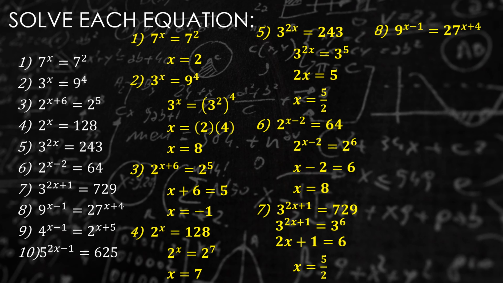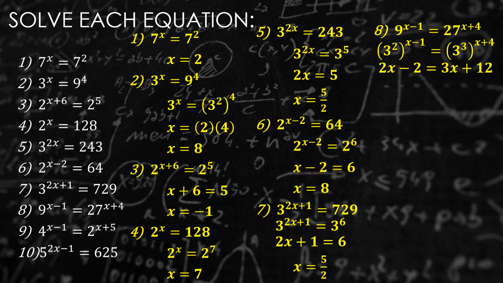Number 8. 9 raised to x minus 1 equals 27 raised to x plus 4. So dito, okay, ano kaya ang gagawin natin para maging the same ang kanilang base? So, i-change natin yung mga base dito sa left and sa right side. Yung 9, pwede natin gawing 3 raised to 2. And yung 27, pwede natin gawing 3 raised to 3. Okay, so magiging 3 squared raised to x minus 1 equals 3 cubed raised to x plus 4. Since the same lang kanilang base, so equate natin yung mga exponents natin.